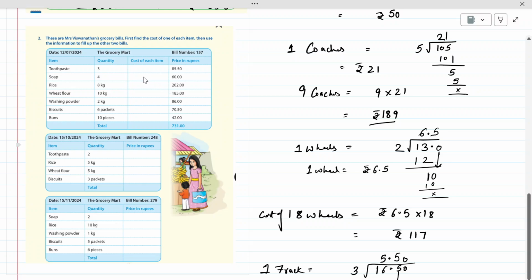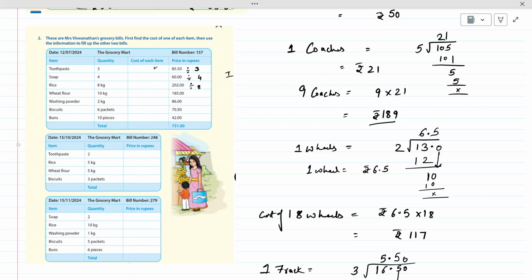And what we are required to do is we have to find out the cost of each item. And how can we do it? We have to divide the total price with the total number of items. That is, to find the cost of one toothpaste, we have to divide this 85.50 with 3. For soap, divide this by 4, divide this by 8 kgs, and so on. Okay, so that way we can find out the cost of each item. This is the first part of this question.